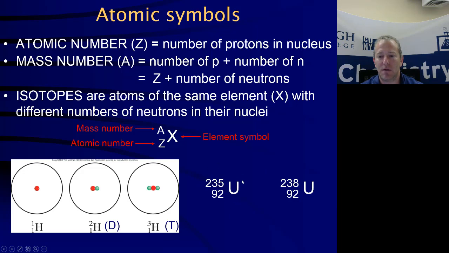Uranium, used in nuclear medicine, nuclear weapons, and nuclear power. It has quite a few common isotopes. Uranium-235, uranium-238. I'm pretty sure 235 is what's used in weapons, but I don't remember off the top of my head. In any case, notice atomic number 92, atomic number 92. Both atomic number 92 because they are both uranium. This one has 235 minus 92 neutrons. This one has 238 minus 92 neutrons. Got it? And you can do that math on your own.